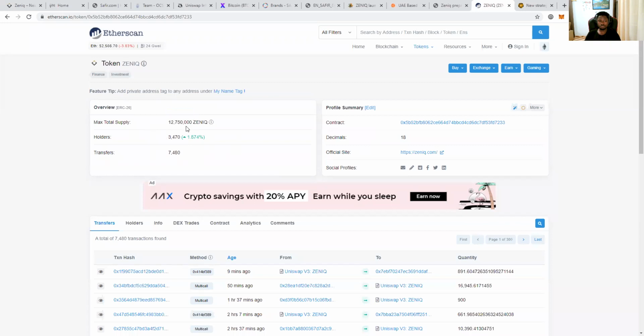Currently, we have 12.7 million tokens of Zeniq in circulation. These tokens are a result of minting, because all the tokens that are in circulation were minted. All of them were minted. Now we see the token holders growing; from the last time it was about 1,000 something, now we are at 3,000 with an increase rate of 1.8%.